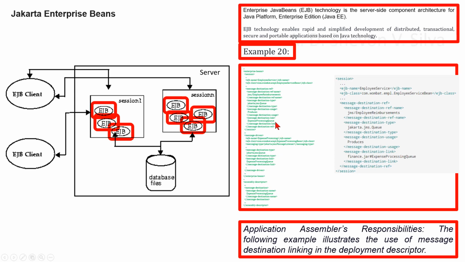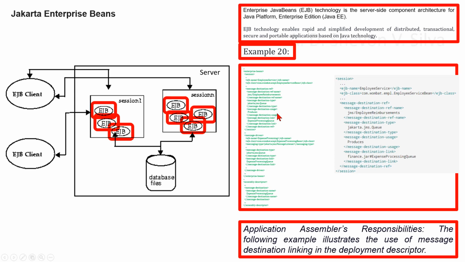of the message destination element. The message destination element can be in any module in the same Jakarta E application as the referencing component. The application assembler uses the message destination usage element of the message destination ref element to indicate that the referencing enterprise bean produces messages to the referenced destination.